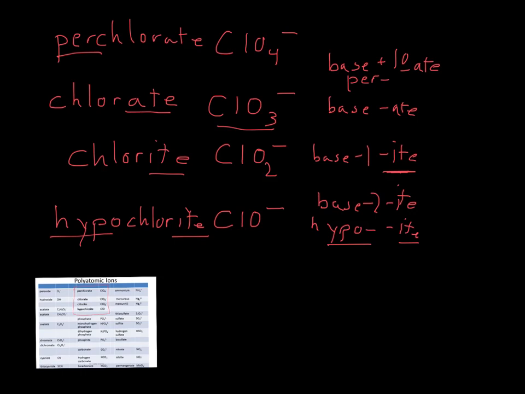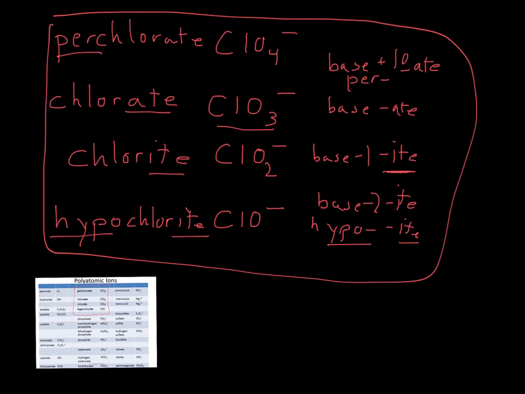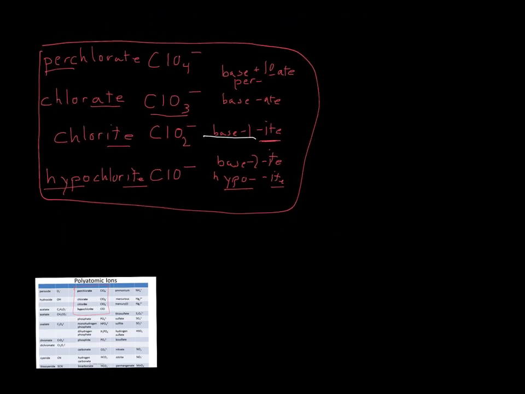So we have base form is ate, 1 more oxygen is per-ate, 1 less oxygen is ite, 2 less oxygens is hypo-ite. Now, on your memorization sheet, you'll notice that you have all 4 of those polyatomic ions. If you can memorize them for chlorine, then you also know them for bromine and iodine as well, because bromine and iodine are in the same group as chlorine, and they can do any bonding that chlorine can.